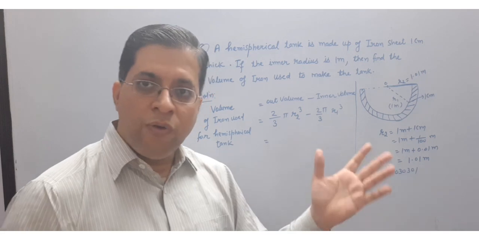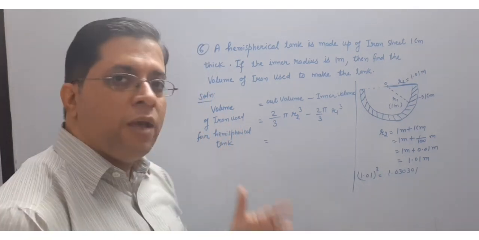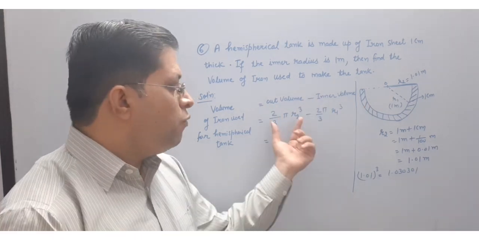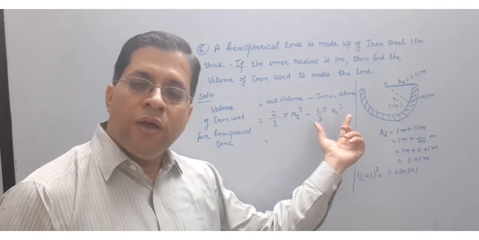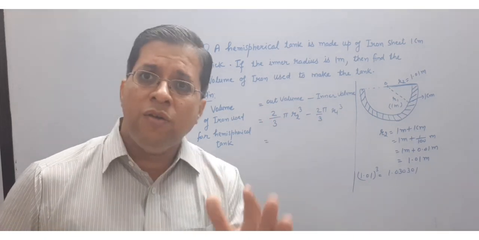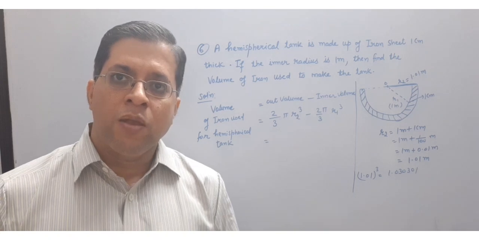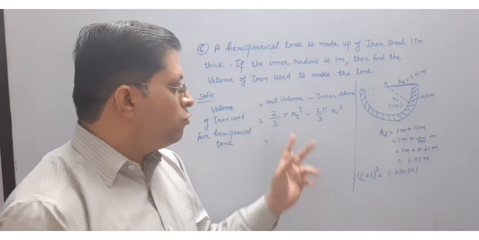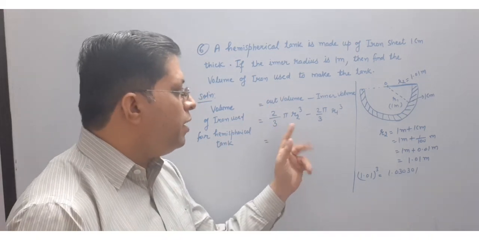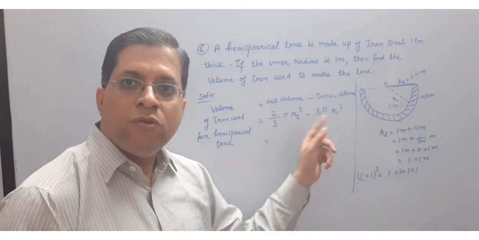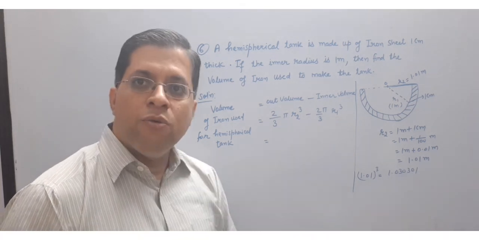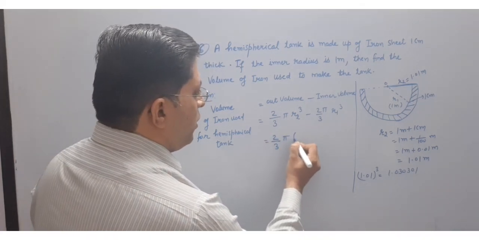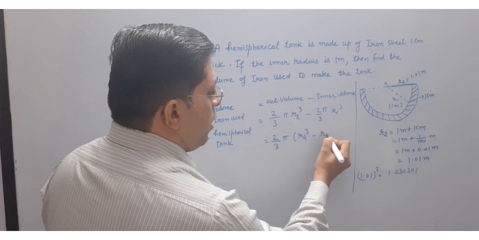Okay, and it is in the shape of a hemisphere. Volume of iron used in hemispherical tank will be outer volume minus inner volume. For outer volume, take outer radius, and for inner volume we have to take inner radius. What is the volume of hemisphere? Hemisphere volume is 2 upon 3 pi r cube. So for outer volume, you have to take 2 upon 3 pi r2 cube minus 2 upon 3 pi r1 cube. Come on. 2 upon 3 pi, you take it common. Then this will be r2 cube minus r1 cube.